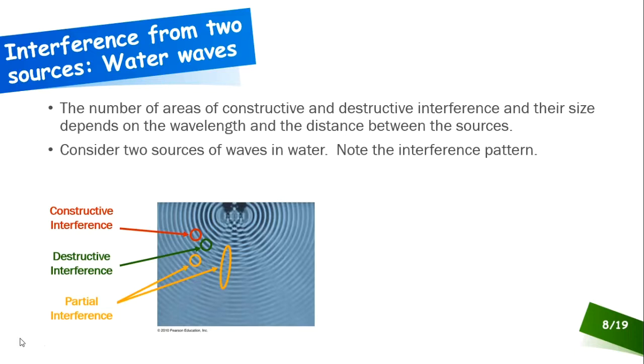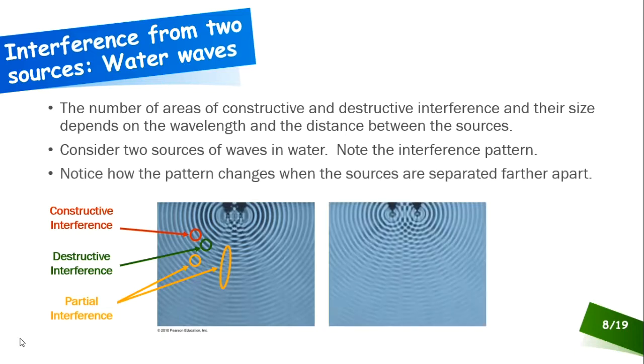So what happens if we take those point sources in the water and we separate them out? Notice what happens with the interference pattern. We get more areas of interference the further apart those point sources are.